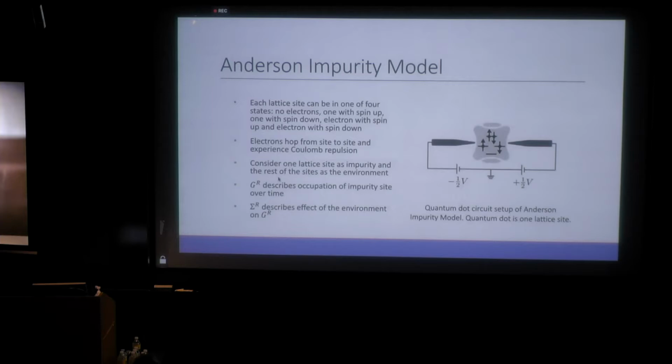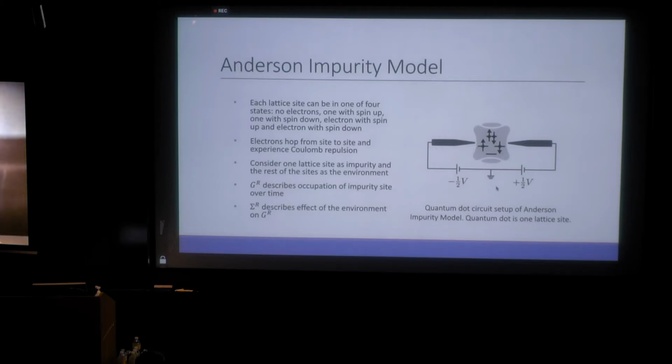All right. So our model is based on the Anderson impurity model. With the Anderson impurity model, you can think of a lattice, and in the lattice, there are lattice sites. At each site, there are 4 occupation states that it can be in. There can be no electrons, an electron with a spin up, an electron with a spin down, and 2 electrons, with one being in spin up and one being in spin down. And these electrons hop from lattice site to lattice site and experience Coulomb repulsion.